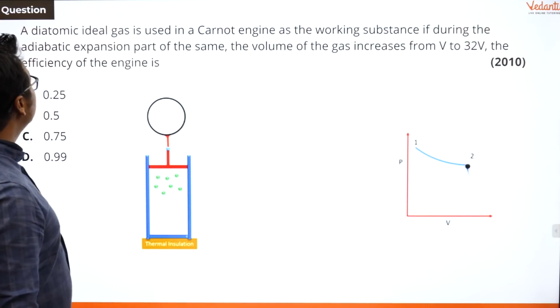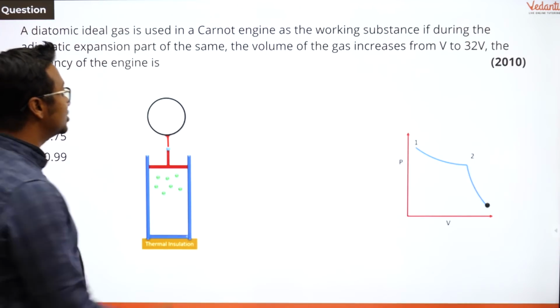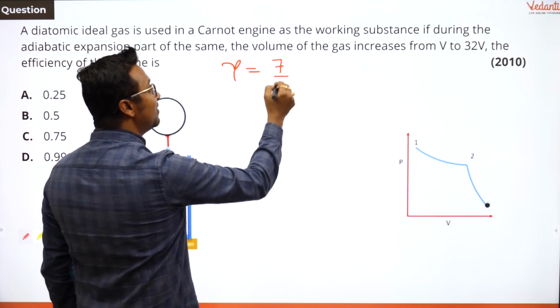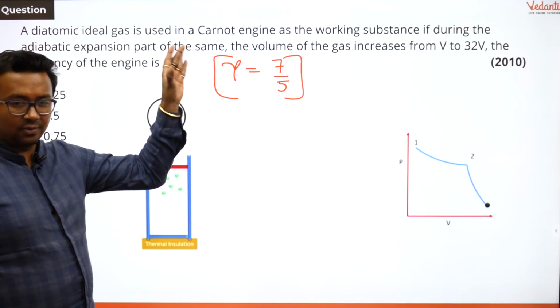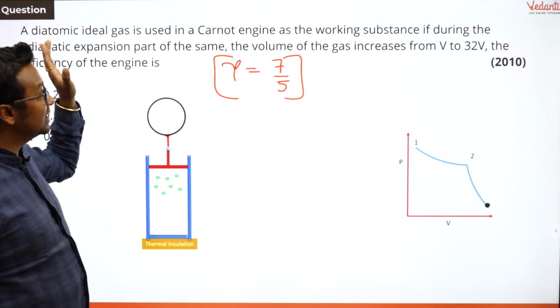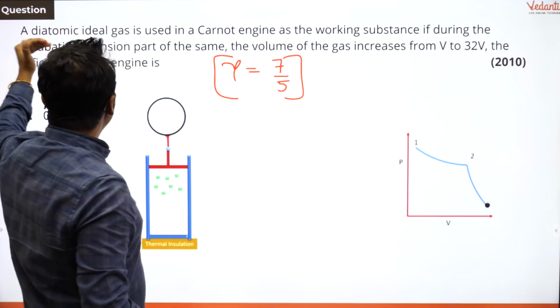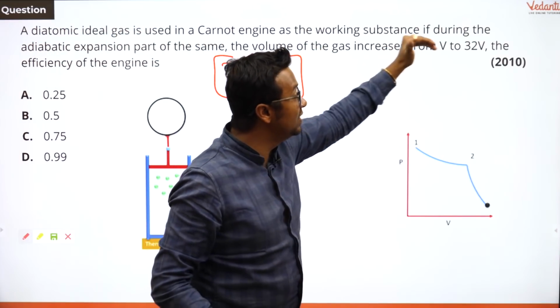What do we see here? A diatomic ideal gas. We have taken a diatomic ideal gas. So diatomic gives me gamma equals how much? 7 divided by 5. So this is the information that I extracted from this particular question. What do we see here? It's the working substance, and so on. If during the adiabatic expansion part of the cycle, the volume of the gas increases from V to 32V.